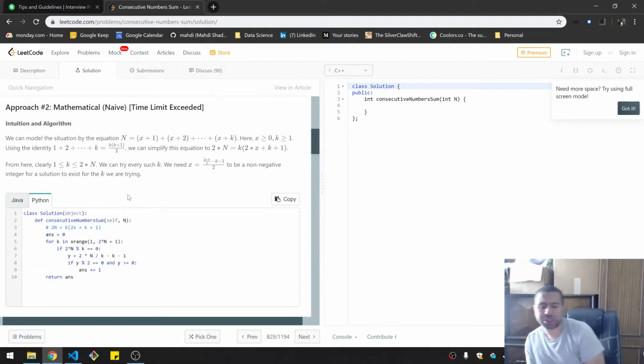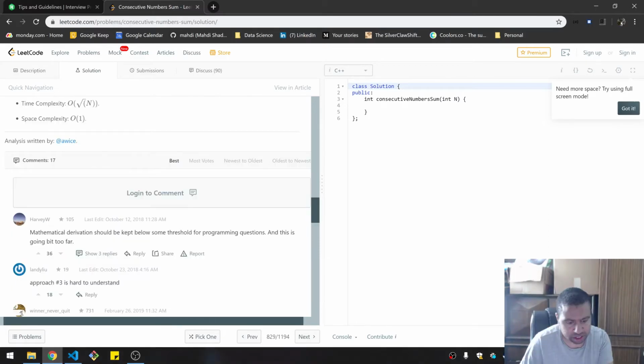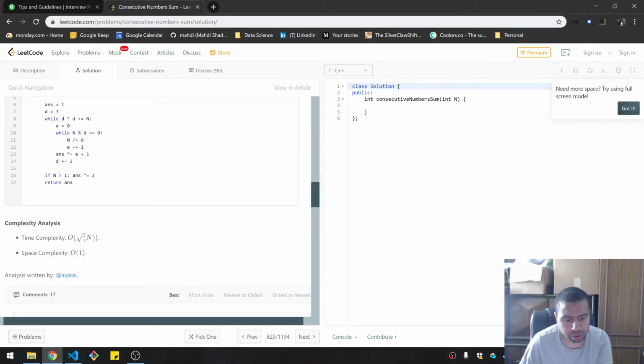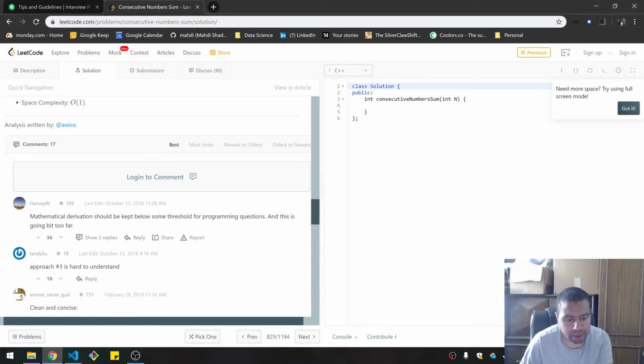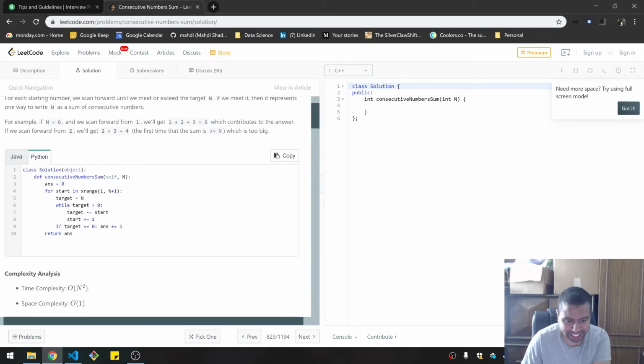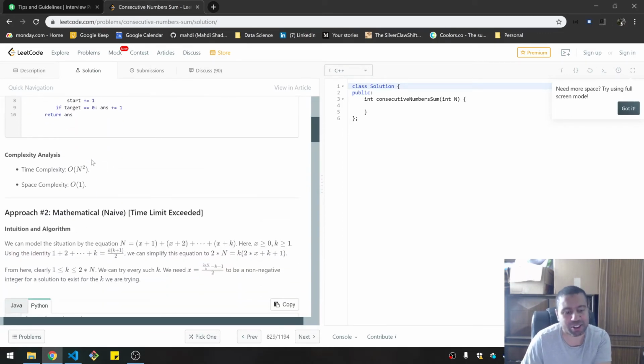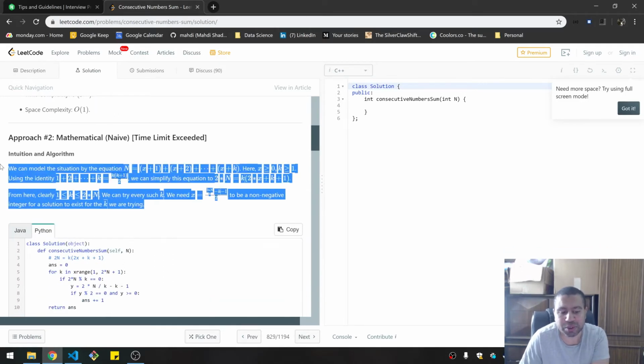So you're using properties of math to figure this thing out. And this is exactly the thing I struggle with. Okay, so I'm definitely on board with what some of these other people said. Mathematical derivation should be kept below some threshold for programming questions. Especially on a technical, I got the darn thing to work. It worked in a crappy time complexity. I totally understand that. But what am I supposed to do in this situation?